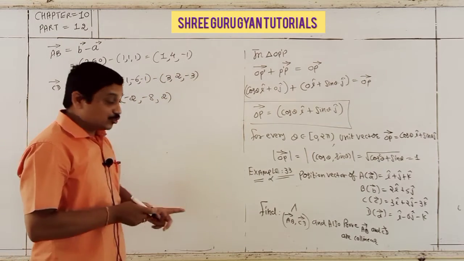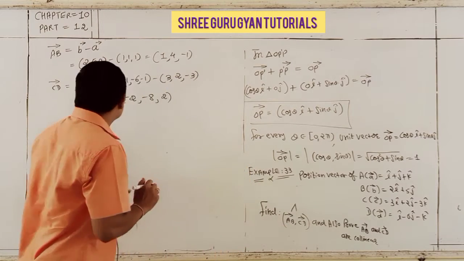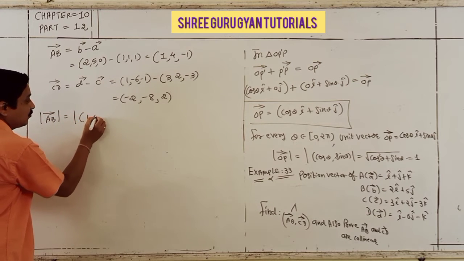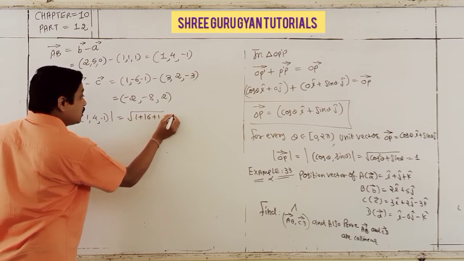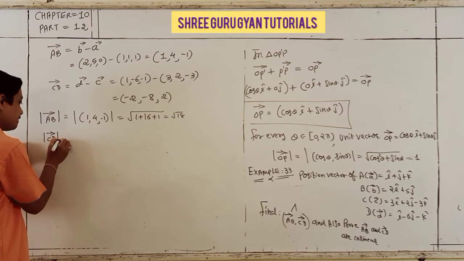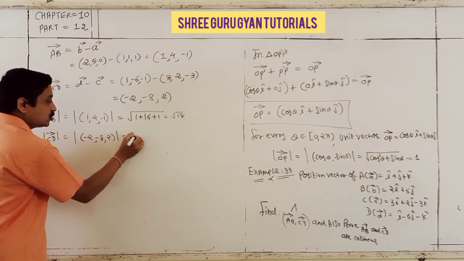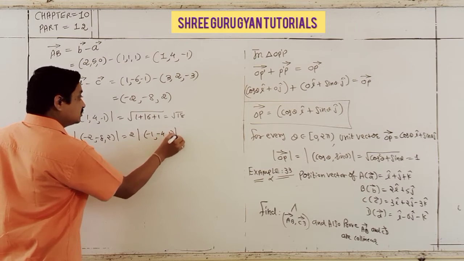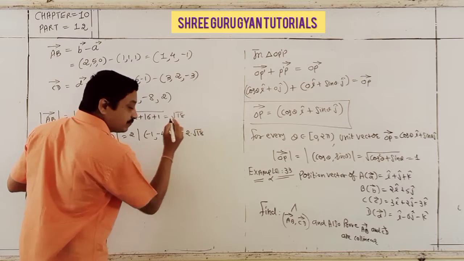Now students, I want the angle, so take the magnitudes and also the dot product. First, the magnitude of AB, with components 1, 4, minus 1. So it is 1 plus 16 plus 1, root 18. Similarly, the magnitude of CD, with components minus 2, minus 8, 2. Take 2 common, the best way. The remaining are minus 1, 4, 1. It is the same: 1 plus 16 plus 1 is 18, so 2 root 18.